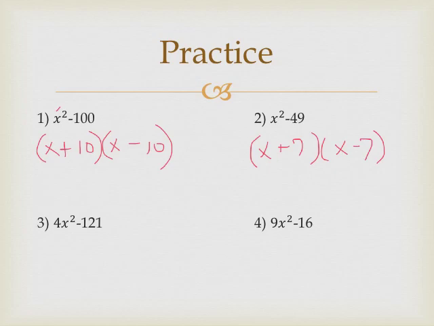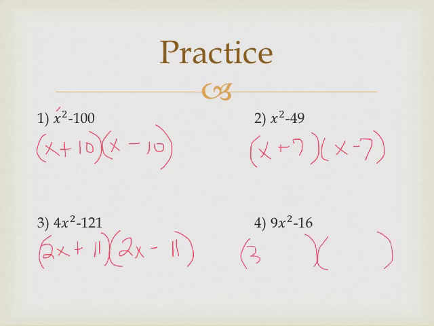Number 3, these are perfect squares as well. So this is 2x and 2x. And then 121 is 11 squared. So this becomes the conjugate pair 2x plus 11, 2x minus 11. And then lastly, we have this conjugate pair of 3x and 4. So we have 3x plus 4, 3x minus 4.